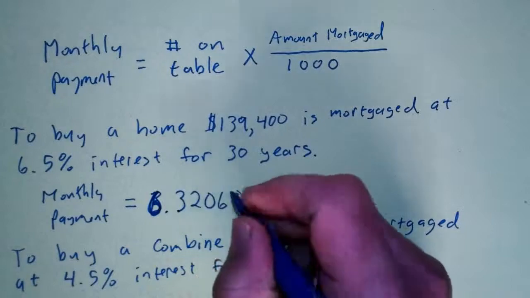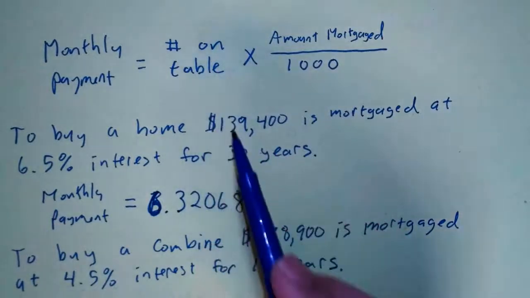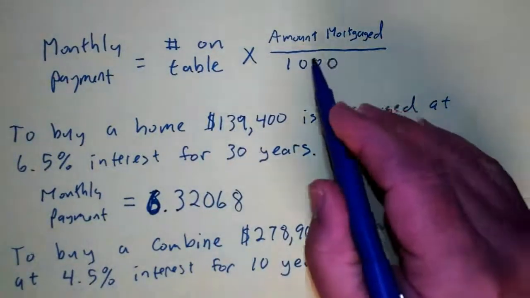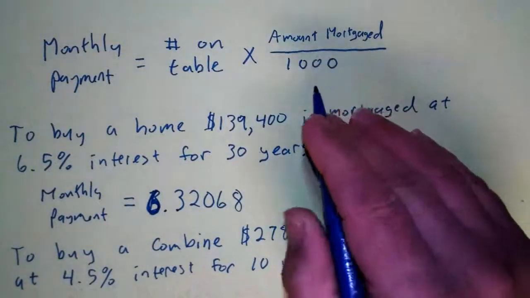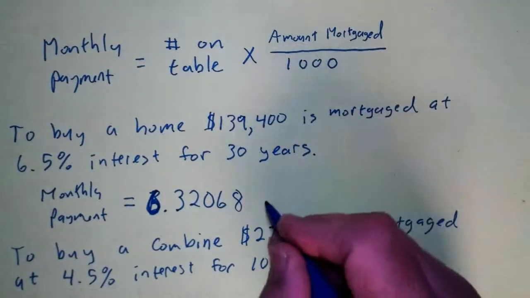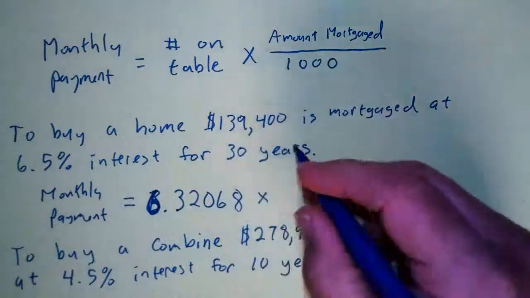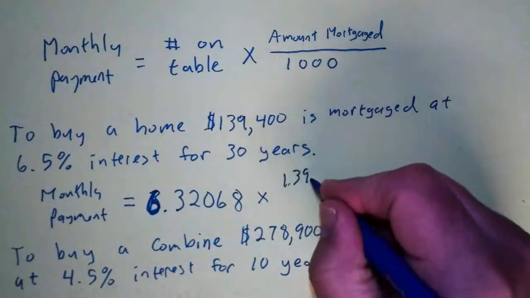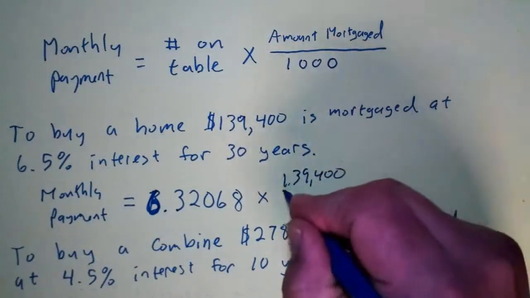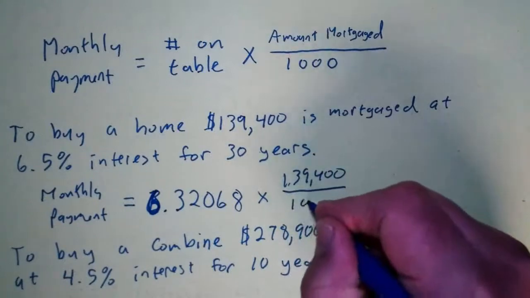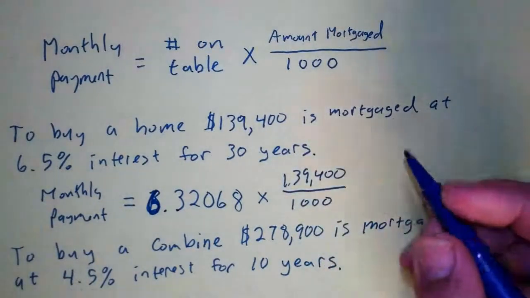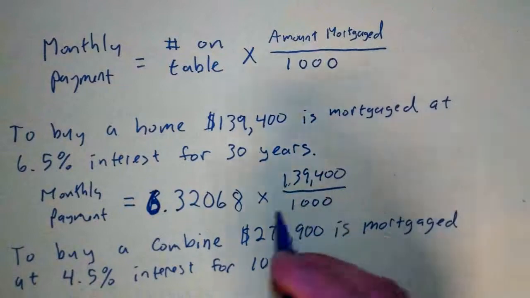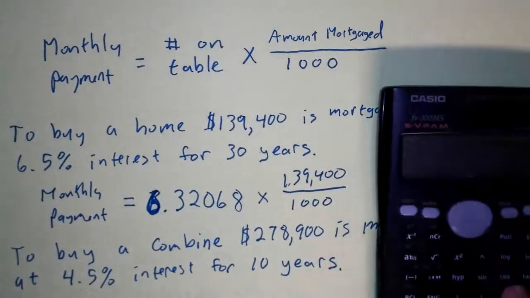6.32068. Okay, so that's the number on the table, and now I have to multiply it by the amount of the mortgage divided by 1,000. So I multiply that by 139,400 divided by 1,000. Okay, and so let's go ahead and do that.